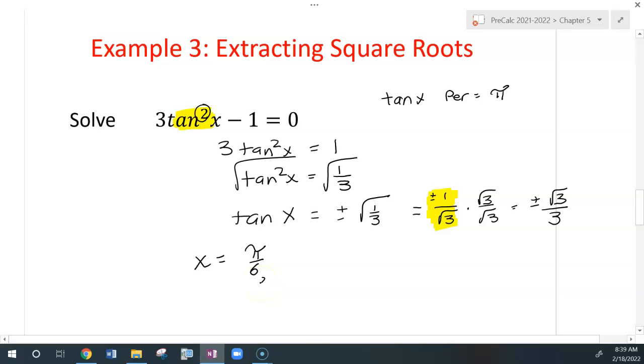And I have 5 pi over 6. So those are the two places. And then it doesn't say just stay on the unit circle. So what I'm going to do is find all of the solutions.